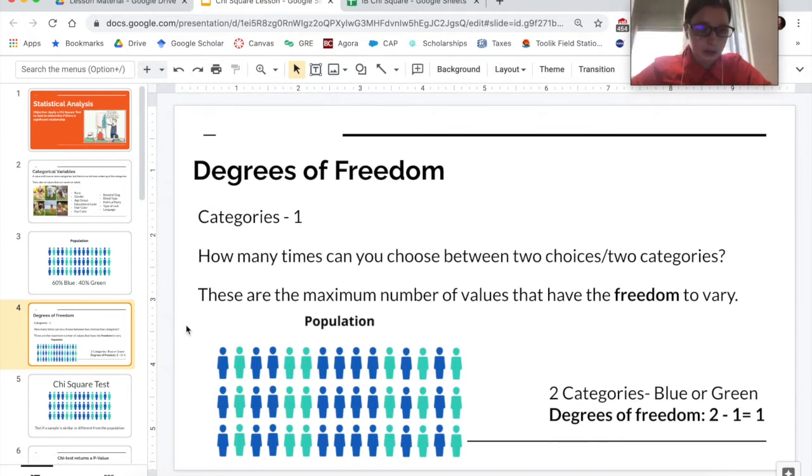Now, in our population, we need to determine the degrees of freedom. This is how many times you can choose between two choices or two categories, or the maximum number of values that have the freedom to vary. In order to determine the degrees of freedom, you take the number of categories, in this case blue or green, and you subtract 1. So for us, the degrees of freedom is blue or green, 2 minus 1. Degrees of freedom is going to be 1.